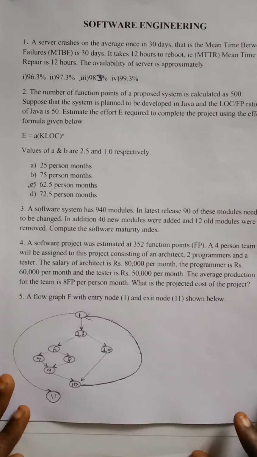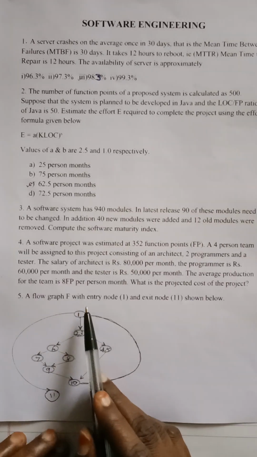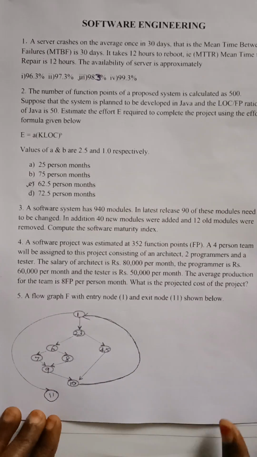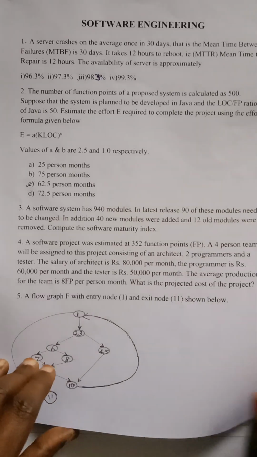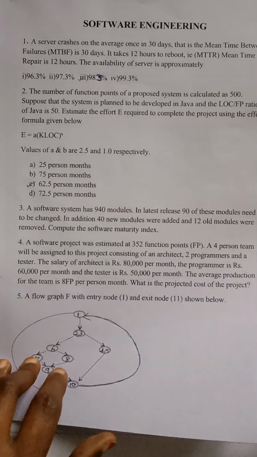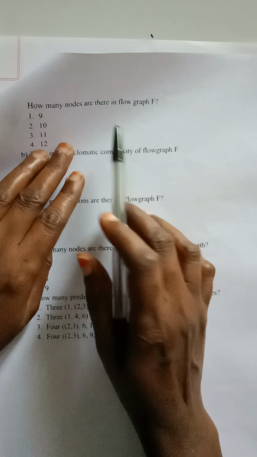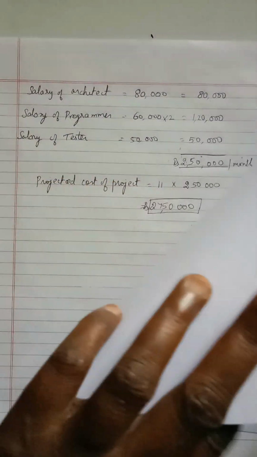Next, a flow chart is given. Here a flow graph F with an entry node 1 and exit node 11. So this is the flow graph. Here we have to find out the values. So what is asked is the first question. So first question, how many nodes are there in the flow graph? So what are the nodes? How many nodes are there in the flow graph?